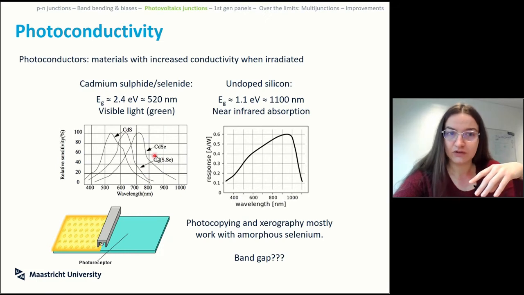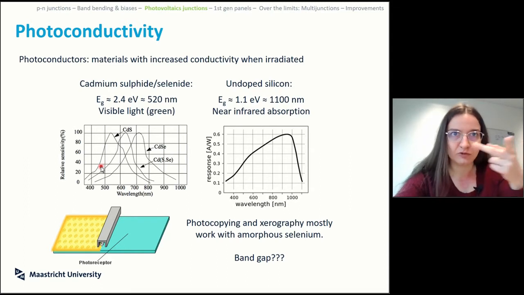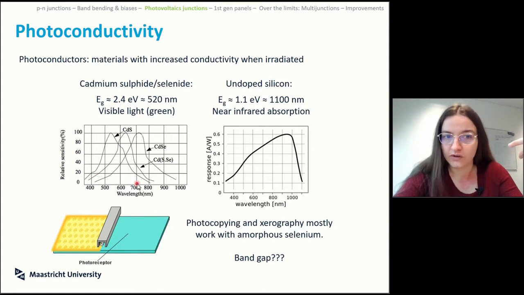And if you change the band gap, you can see that the light you can pass through changes with the band gap energy. So you have a different color of this cadmium sulfide, cadmium selenide, cadmium sulfide selenide, because you're changing the band gap, and this will change how much energy is needed to bridge the gap. So you can virtually span all of the visible range and something more.